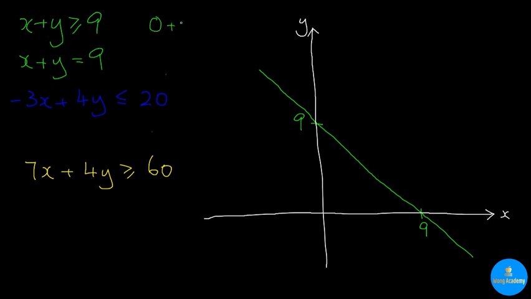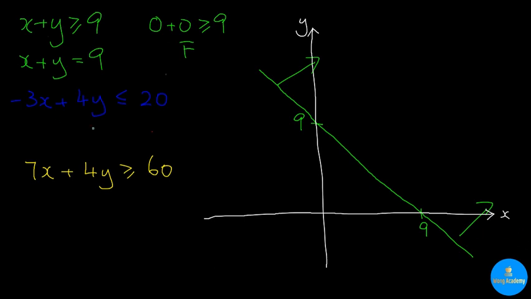0 plus 0 greater than or equal to 9 is clearly a false statement. In other words, 0, 0 is on the wrong side of this straight line. So we should not use this half plane, but this half plane.